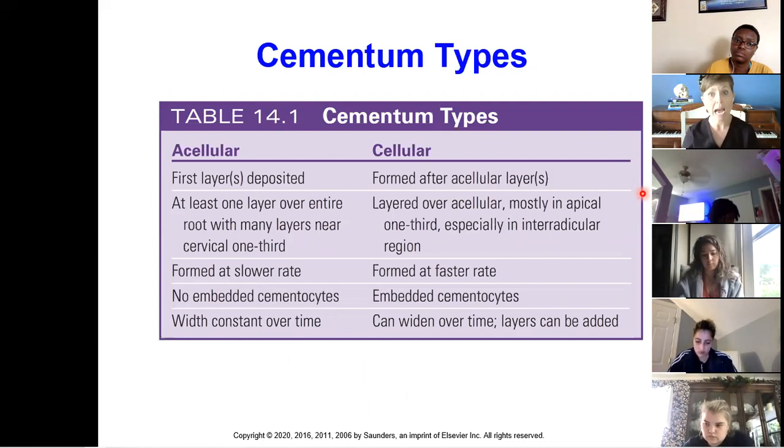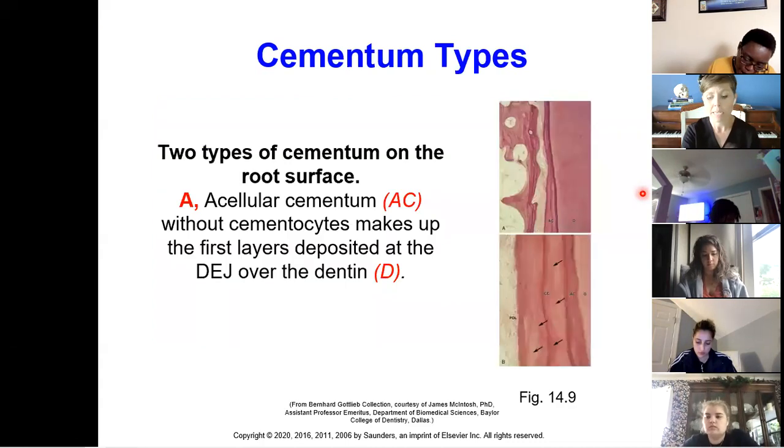Cellular is formed after the acellular layer, and it's layered over the acellular layer and is mostly in the apical third, whereas the other one is in the cervical. It's formed at a faster rate. It has embedded cementocytes and can widen over time, so layers can be added. So you don't get so much of that near the CEJ, but you do get it down at the apex. Any questions about acellular and cellular cementum?